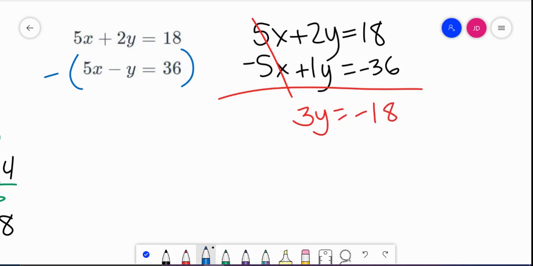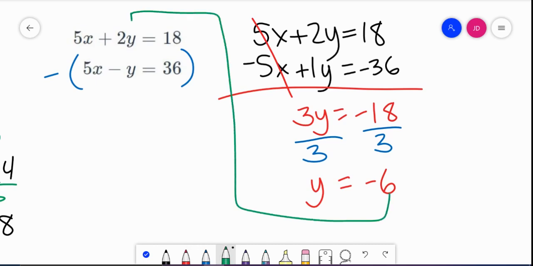Divide both sides by 3. And I get x, or y, excuse me, be careful. Y is negative 6. All right, again, I have to plug it back in to solve for x. I'm going to plug into the top one. Last one I plugged into the bottom, I'll plug into the top one. Show you it works for both scenarios.